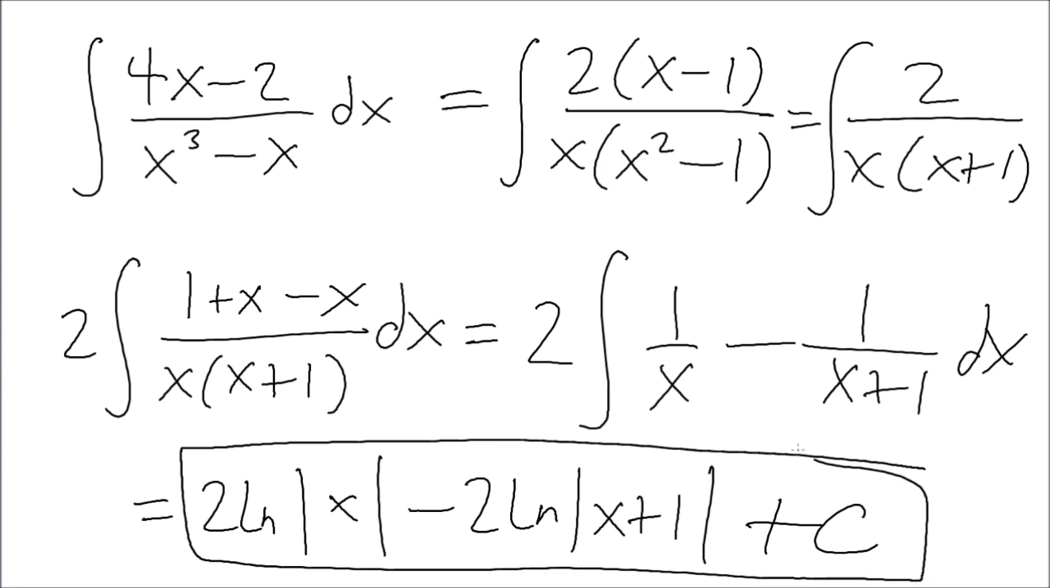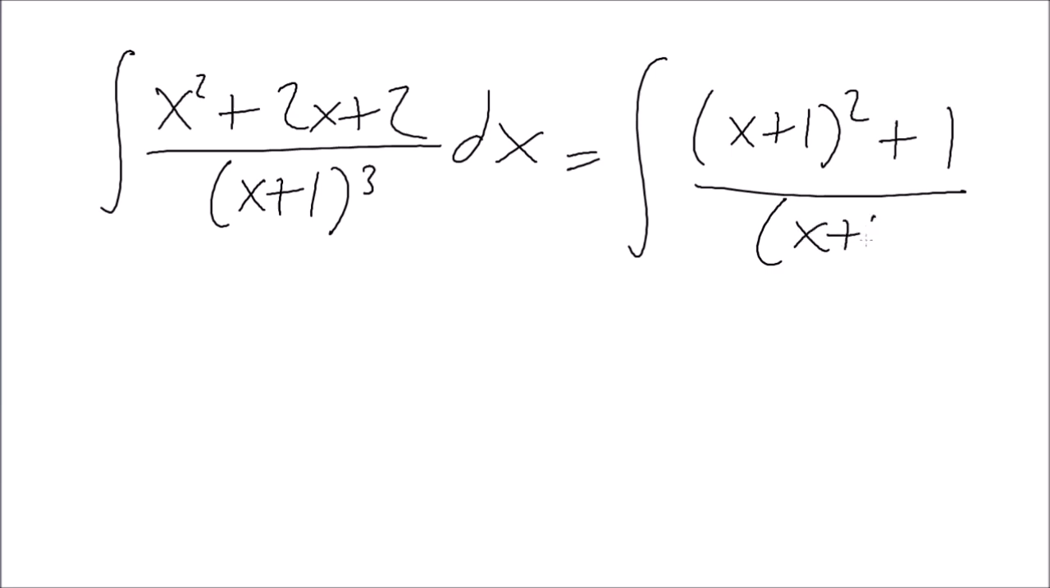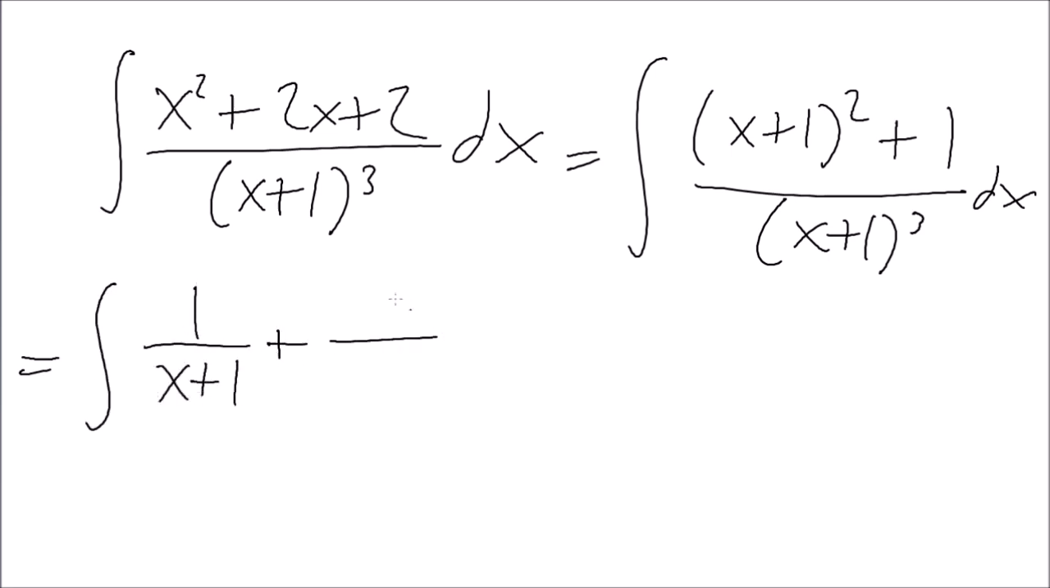Okay, don't be fooled. Just simplify it, and then if you can, you could do zero substitution. Again, be familiar with your squares. This could be turned into (x plus 1) squared plus 1, right? And then (x plus 1) cubed dx. Oh, okay, cool. This is just equal to 1 over (x plus 1) plus 1 over (x plus 1) cubed.